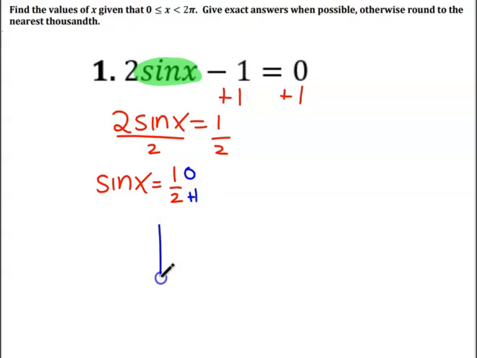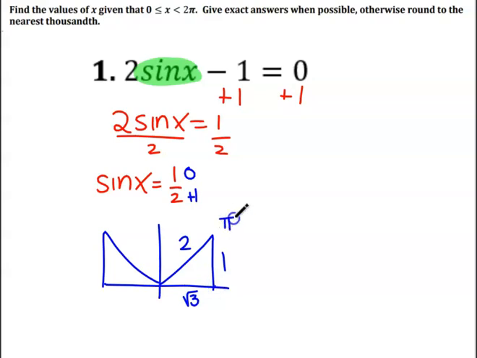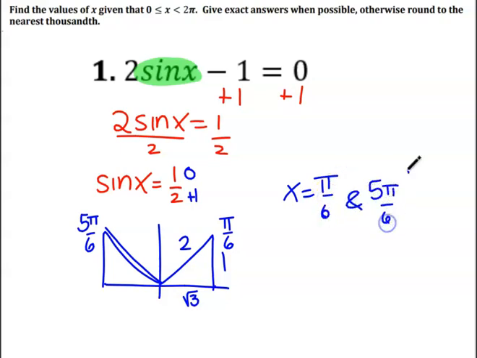This is a positive ratio, which is in the top 2 quadrants. So we'll draw our 2 triangles. I'm going to label one of these opposite hypotenuse. My missing side length is √3. So we're answering in radians. So this reference angle is pi over 6. And then in the second quadrant, this is 5 pi over 6. So our 2 solutions are pi over 6 and 5 pi over 6.